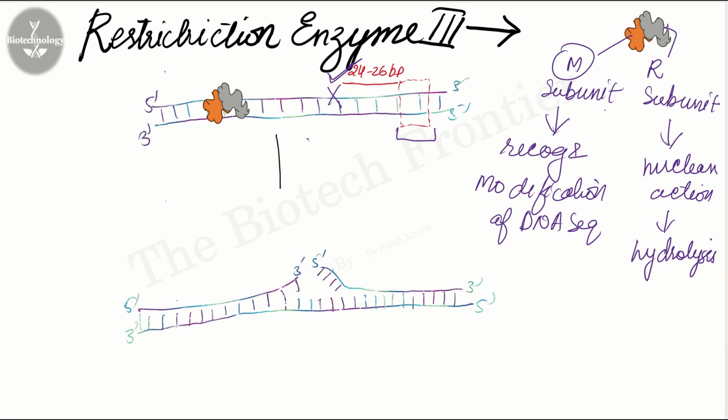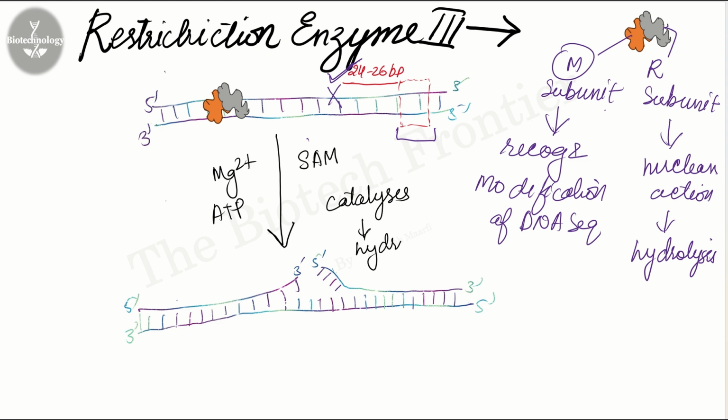As soon as the type III restriction enzyme binds to the restriction site in the presence of Mg2+, ATP and SAM, it catalyzes the reaction of hydrolysis. Hydrolysis of what? Hydrolysis of the phosphodiester bond present between the two nucleotides. Initially it cleaves the single-stranded DNA only. It does not make a cut on both strands at a time.